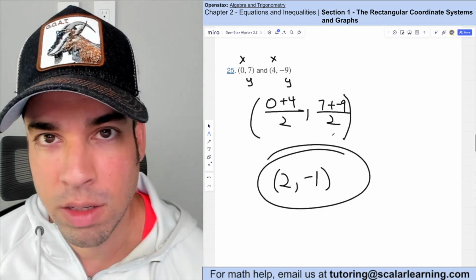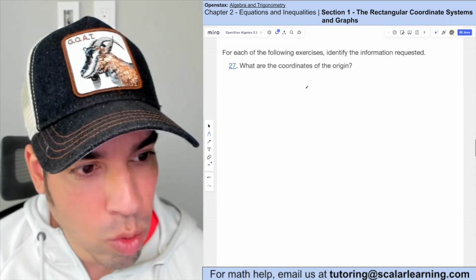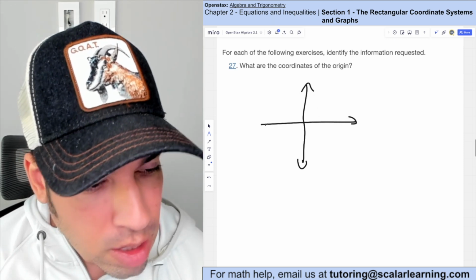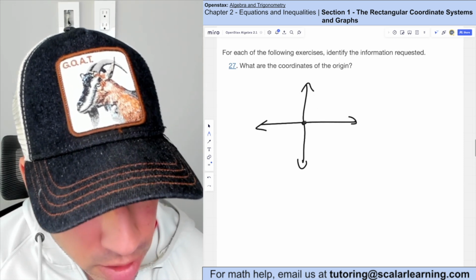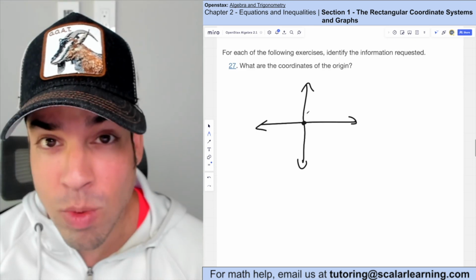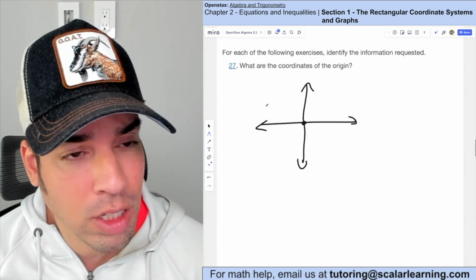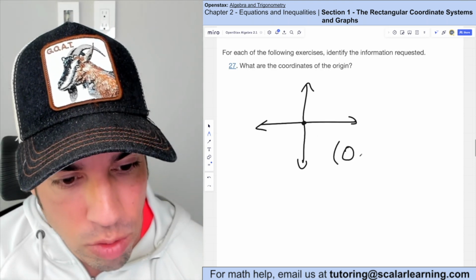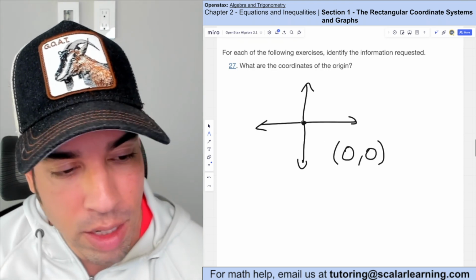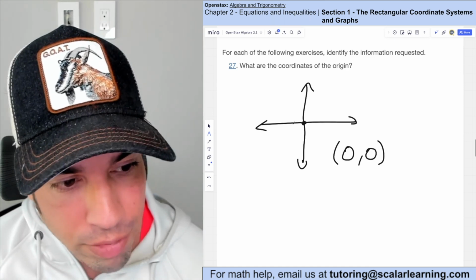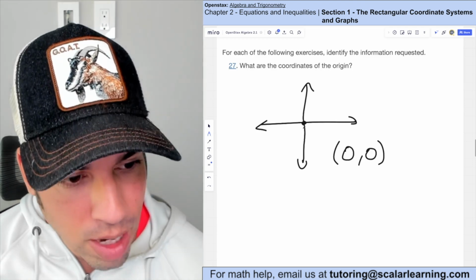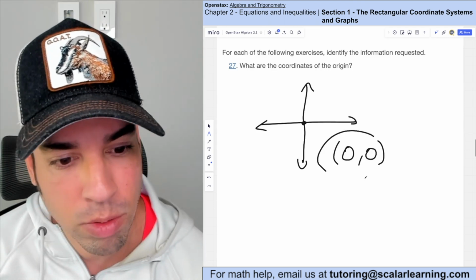What are the coordinates of the origin? So first of all, what is the origin? If we look at our xy axis, the origin is right here. It's the point where the x and y axis intersect, and that's actually our ground 0, and the coordinate is 0, 0, because you're going a distance of 0 left or right on the x-axis, and you're going a distance of 0 up or down on the y-axis, so 0, 0, boom, done.